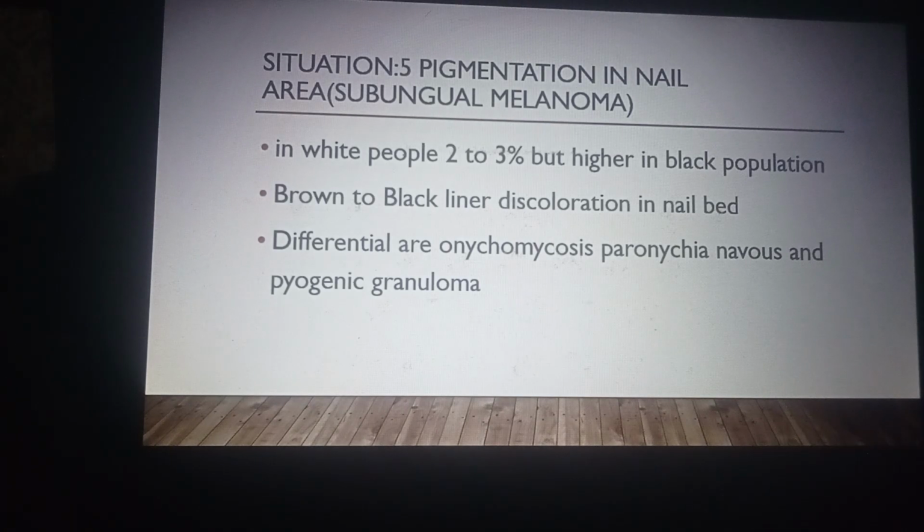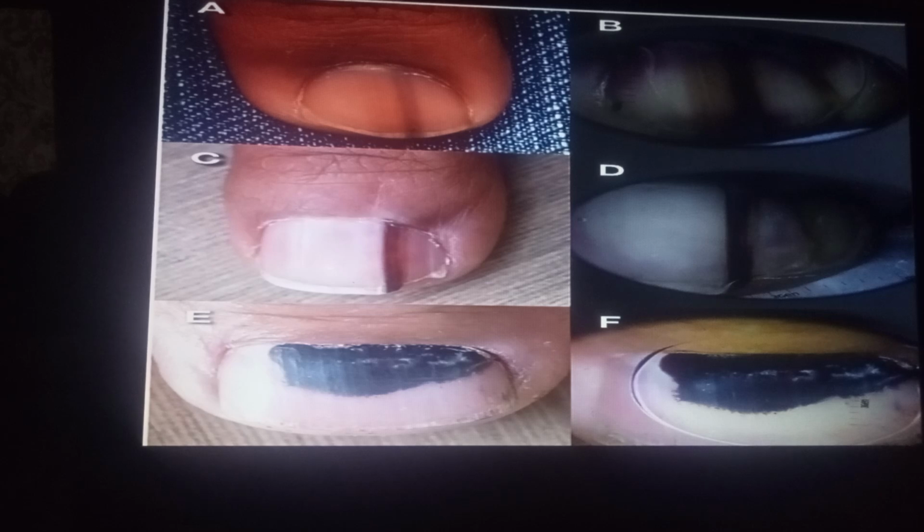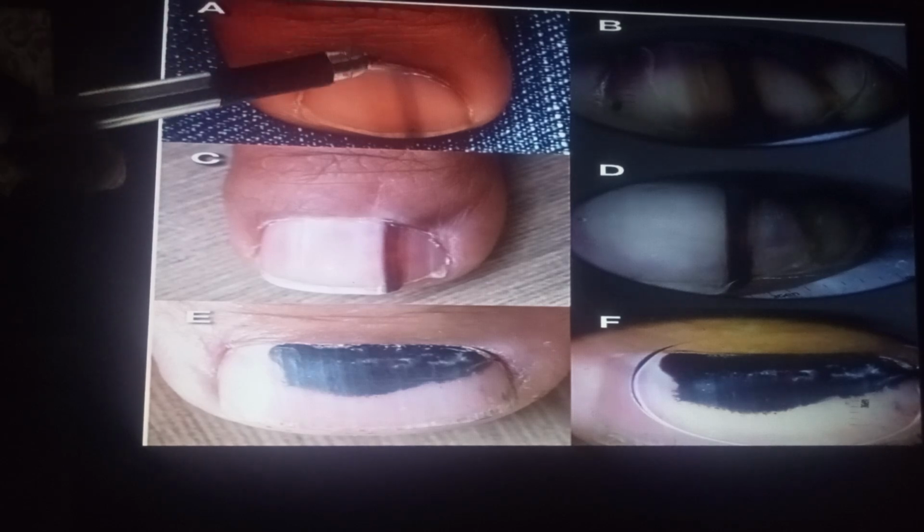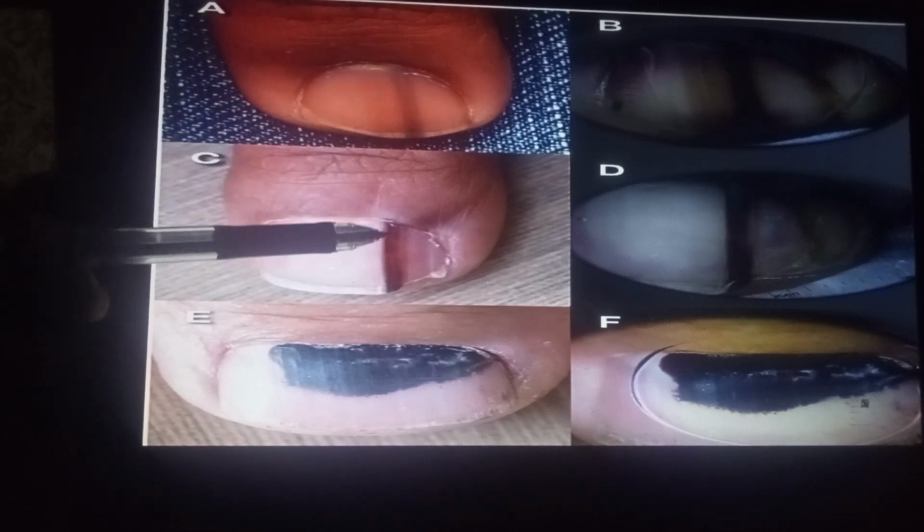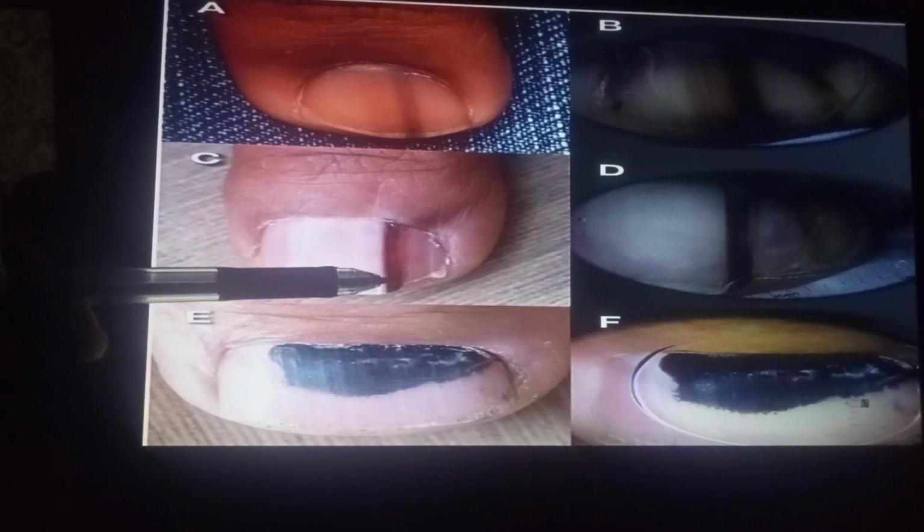Situation number 5, that is pigmentation on the nail area, or subungual melanoma. In white people it accounts for 2 to 3%, but it's higher in the black population. Brown to black linear discoloration in the nail. Differentials are onychomycosis, paronychia, nevus, and pyogenic granuloma. This is a picture of subungual melanoma. You can see a linear line of deep cherry red color on the nail area.